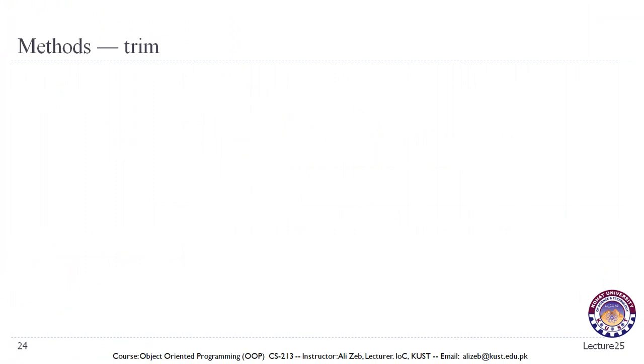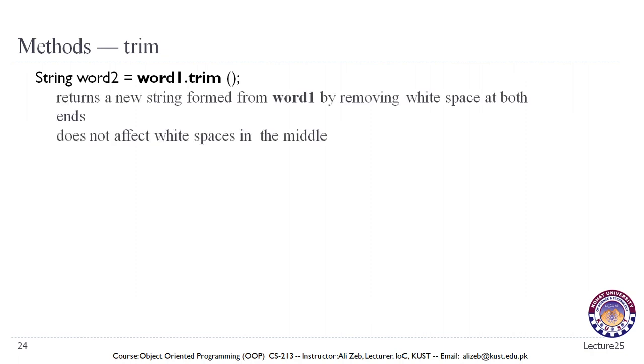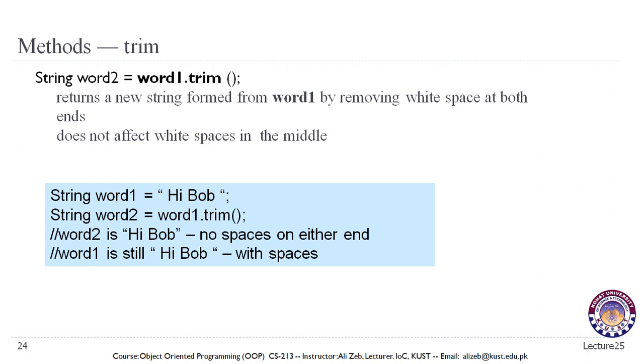Looking at some other string methods, one of those methods is trim. For example, we have a string, word1, and we want to trim that word. What it will do is return a new string formed from word1 by removing white space at both ends. It does not affect white spaces in the middle. For example, we have this string word1, which has a white space at the start and a white space at the end of the string.